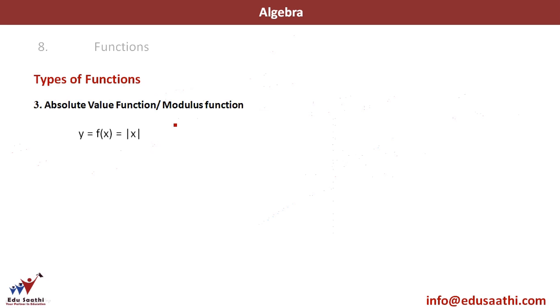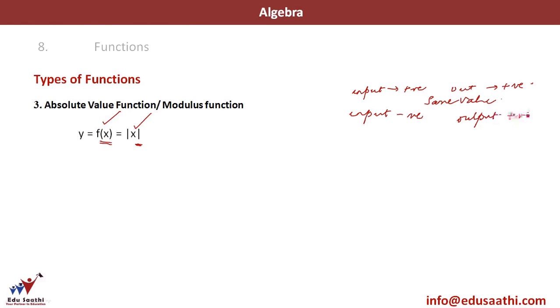The third function that we are looking at is an absolute value function, or a modulus function. y or f(x) is equal to mod of x. f(x) is not equal to x, but f(x) is equal to mod of x. Now what does that mean? If your input is positive, your output would be positive and will have the same value. But if your input turns out to be negative, your output will still be positive with the same magnitude.